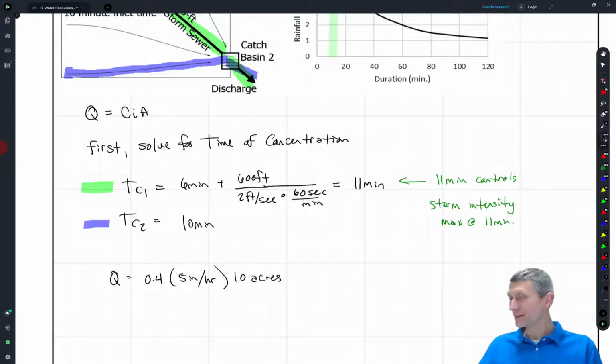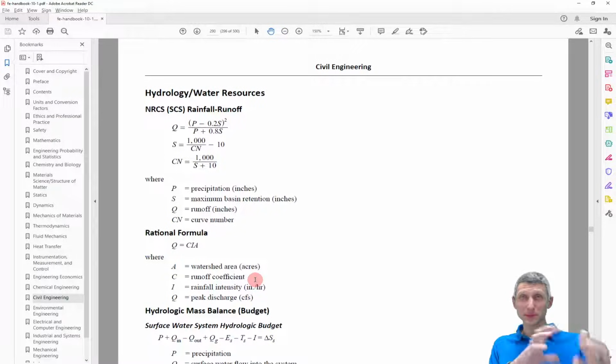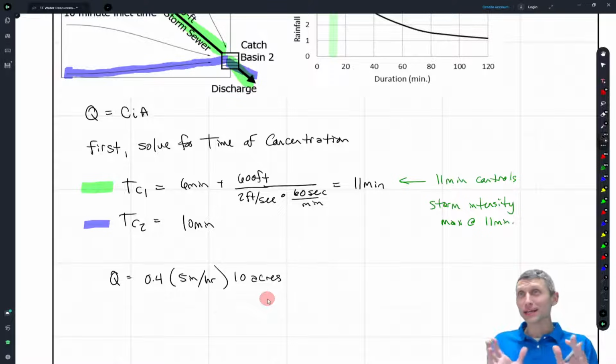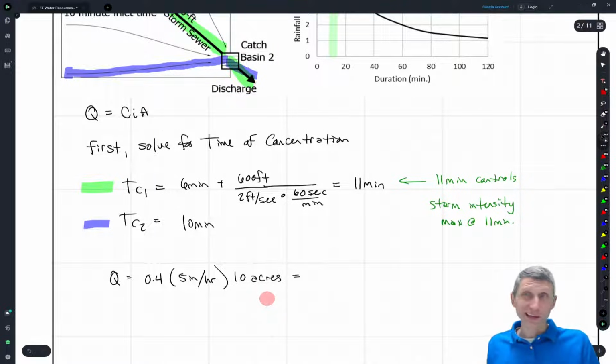But that's okay, because when we look at the rational formula in the handbook, right? So in the handbook, what are we given? We're given a watershed area in acres. We're given the runoff coefficient, which is unitless. Well, it isn't really unitless, but it takes all those conversions into account. We have rainfall in inches per hour, and we have peak discharge in CFS. So the beautiful thing about this equation is our units actually work out for themselves, and we don't actually have to do any conversions, right?